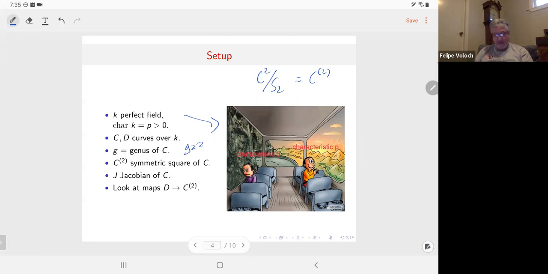And I want to study maps from D to C squared. The reason I want to have the Jacobian is because I'm going to embed C squared in J. Well, I need to choose a point on the curve. If I have a point on the curve, I can embed the curve in the Jacobian. I can also embed the symmetric square in the Jacobian using that point, in the usual way. So I'm going to study maps D to C squared by studying this composition.